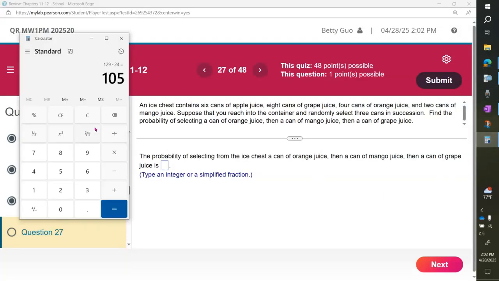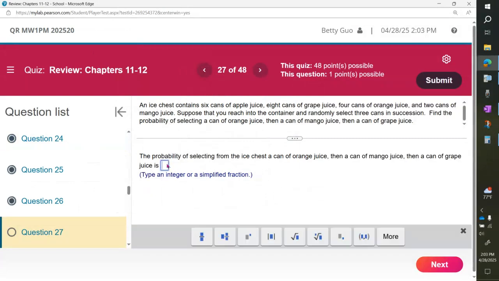Firstly, I'd like to figure out how many cans in total. 6 cans of apple juice, 8 cans of grape juice, 4 cans of orange juice, 2 cans of mango juice. Okay, 20 cans in total. All right, so we are going to have 3 fractions multiplied together, because we involve 3 events, right? And also 3 steps. Each fraction for each step.